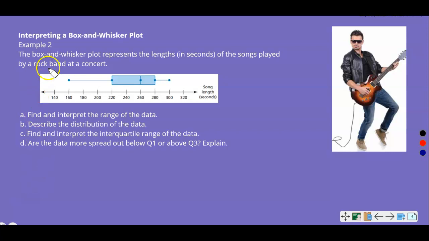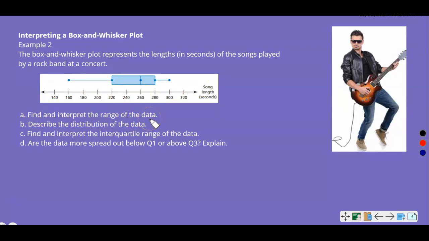Example 2. Now we're going to interpret a box and whisker plot. The box and whisker plot represents the lengths in seconds of the songs played by a rock band at a concert. This time it gives us the information in a box and whisker plot. So we have to find and interpret the range of the data set.